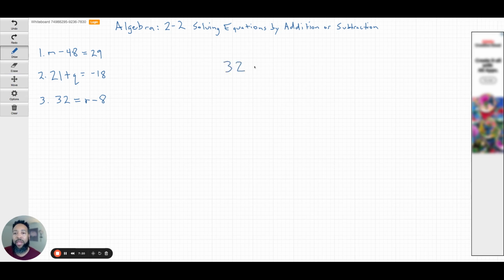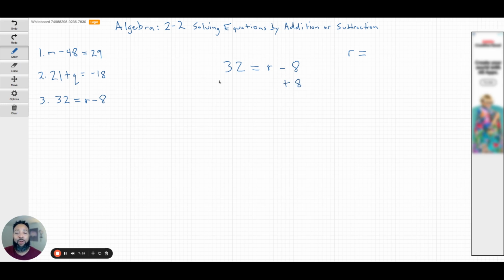32 equals r minus 8. Okay, so remember, we're trying to solve for the variable. We already know what the other numbers are, right? So we want to solve for r. We want our problem to say r equals whatever. So we look at the r side and we see what's connected to it. A negative 8 is connected to it. So how do we get rid of it? We do the opposite. There's a minus 8, so we're going to add 8.